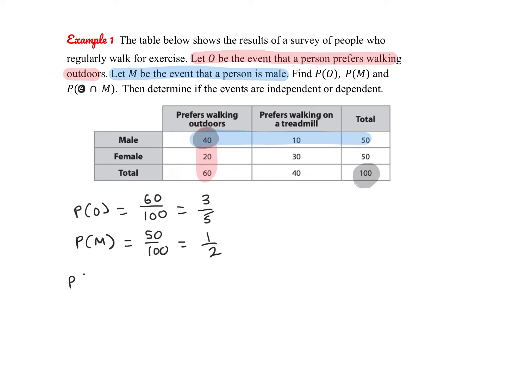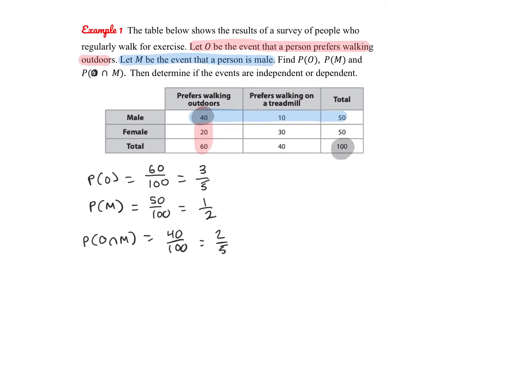Now, this should have said O and M. Let's find the probability of the intersection of events O and M. So there's 40 people that are both male and prefer walking outdoors. So it's 40 out of 100, which is 2/5. So one way we can check to see if these are independent or dependent, again, is by seeing if the probability of the intersection is equal to the product of the individual probabilities.